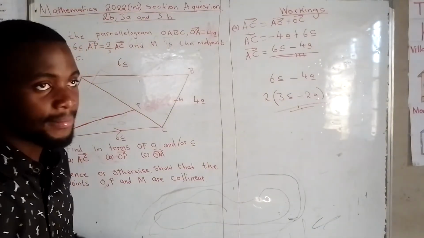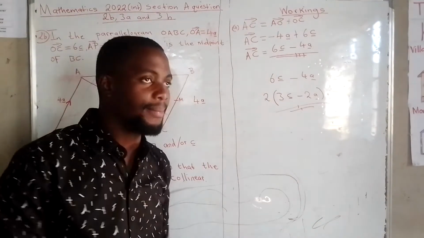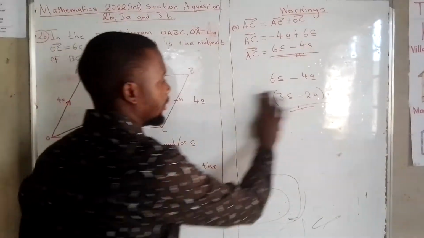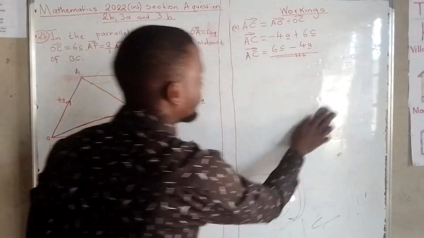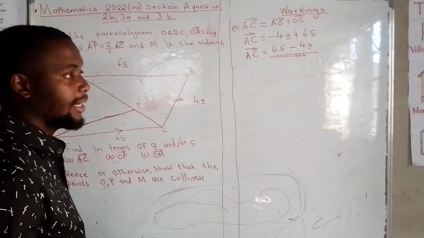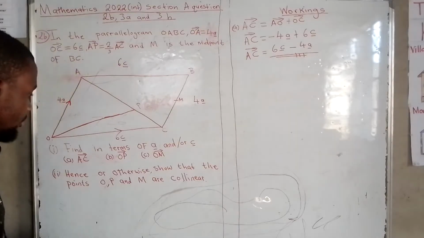Some teachers will just be more specific to tell you that if there's something common, you can factor out. But there's no need of doing that. It's just one and the same, because when we multiply out through, we'll get back to the same answer. So that is our AC. So we found AC. AC is equal to 6 vector C minus 4 vector A. That is it.